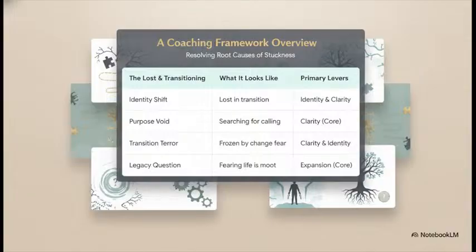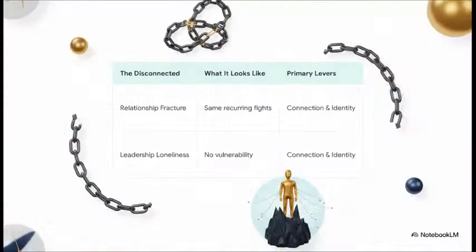And lastly, the legacy question. This usually hits in midlife. "What will my life have actually meant?" This is a massive shift to the core layer, requiring the expansion lever to help them focus on deep meaning. Our final grouping is the disconnected. Relationship fracture is when a client keeps having the exact same fight or attracting the exact same problematic partner over and over. Their external relationships are just reflecting internal invisible beliefs like "people always leave me."